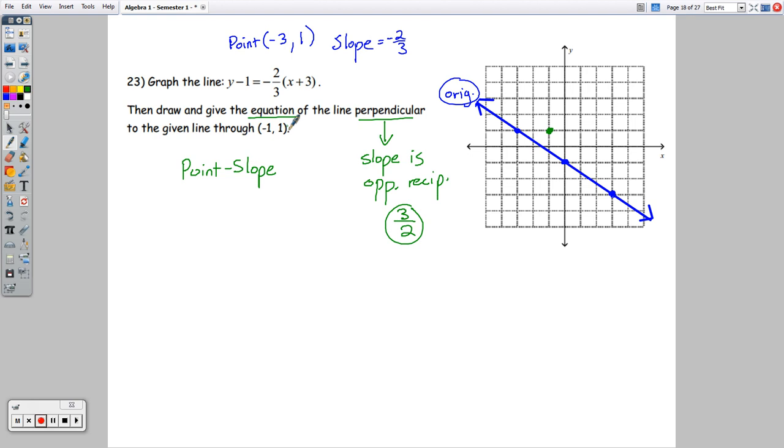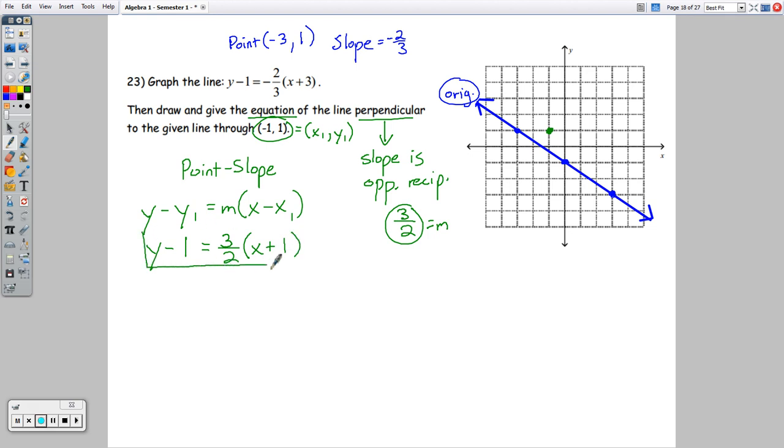And then in point slope, this is your point, this is your slope, this is your new m value, and then this is your point, this is your x1 comma y1. So in point slope, we're saying y minus y1 equals m times x minus x1. Plug in the values. Y1 is 1. So y minus 1 equals 3/2 is the slope. And then x1 is negative 1. So you have x minus negative 1. That would be x plus 1 after you simplify the minus a negative. This would be the equation.